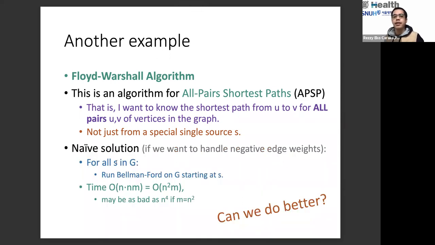So how do we use that? This is the criteria for all S in G. We can run the Bellman-Ford from the previous slide, and we can use the same techniques and the same way of thinking for G, starting at S.